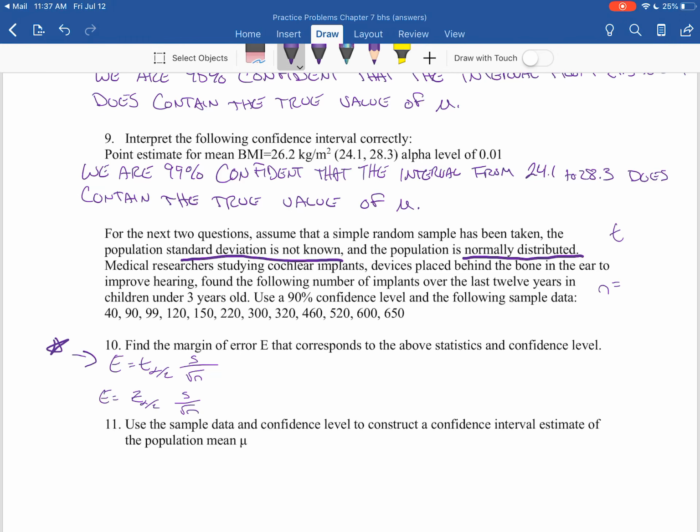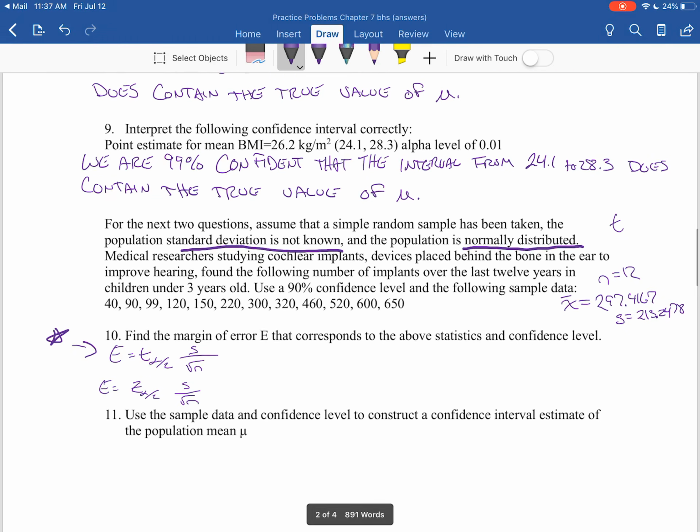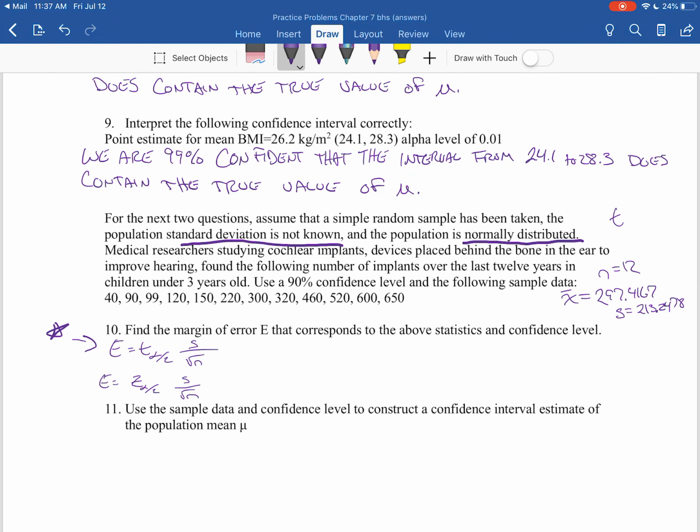Well, we know our n is equal to 12. X bar, add up all the values of x divided by the total number. Sorry, x bar is 297.4167. Standard deviation is 213.2478. Once again, hopefully you're using technology and calculators to get these standard deviations. Notice that the standard deviation is a sample one because the population is not known. So use technology, graphing calculators, Excel, the things around you to calculate that. We did it by hand earlier, but now we can move on and get that going more.